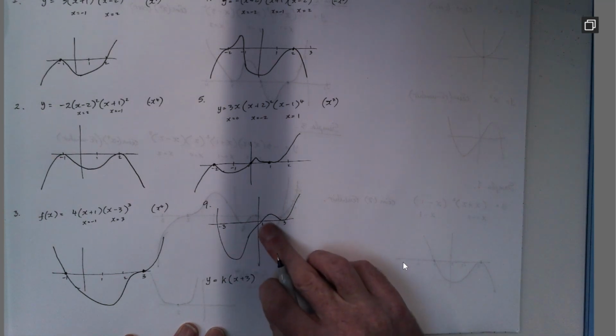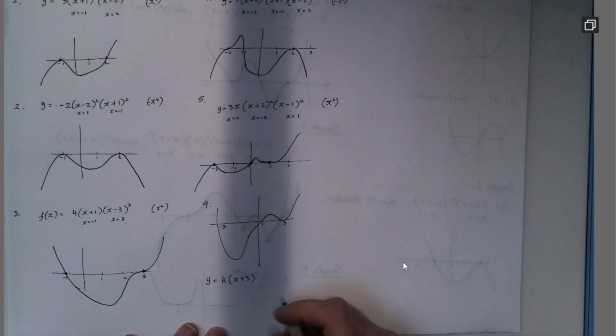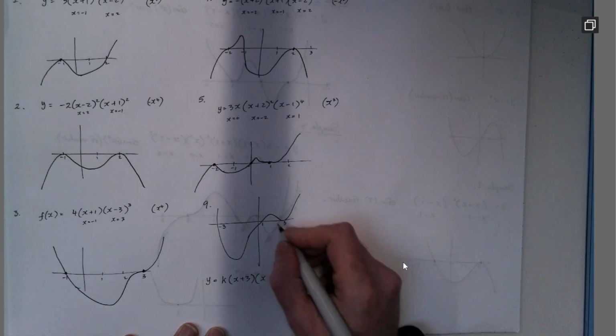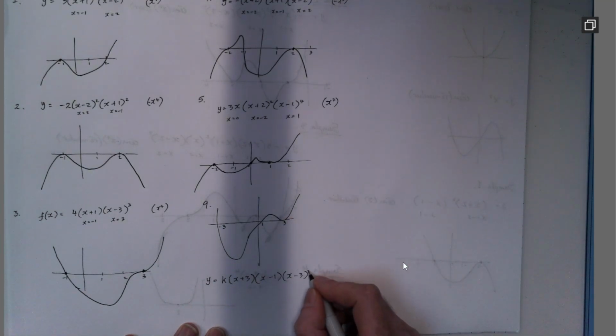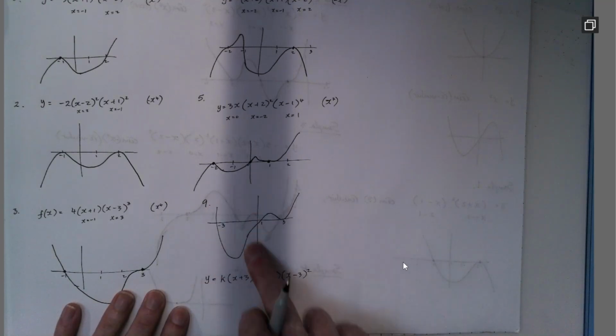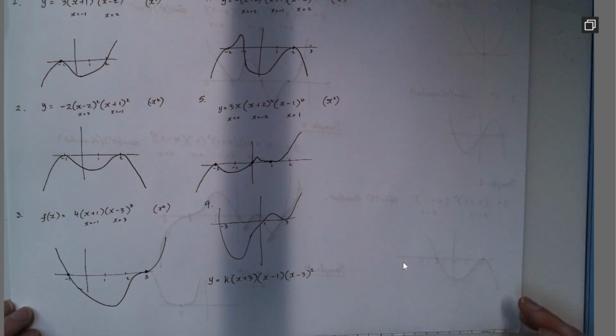Then we reach x minus 1. And then the root at 3, where it touches, so it's x minus 3 squared. And there's my equation. Now, k is the value that I don't know, so we have to work it out. Okay, so we go to solve for k.